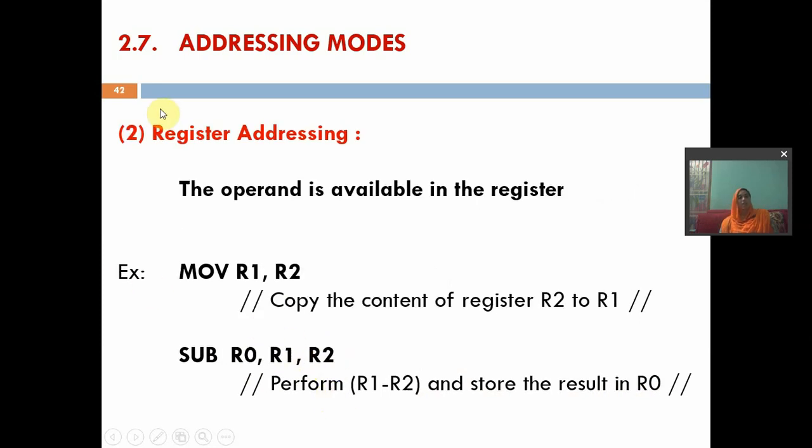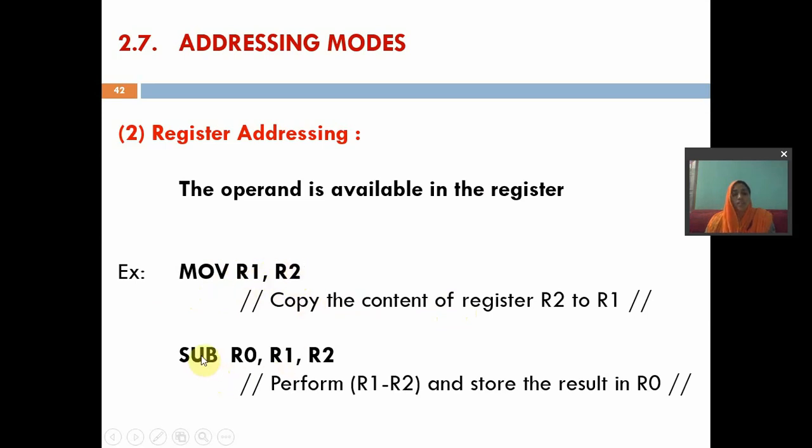The second addressing mode is register addressing mode. In register addressing mode, the operand is available in registers, so the data is transferred between registers. The destination and source are both registers. An example is MOV R1, R2. Here a copy of the content of register R2 is made, so we copy whatever data is in R2 to R1, right?